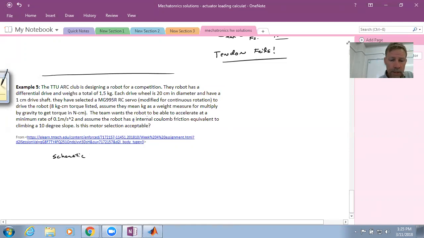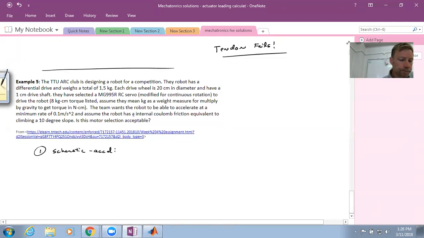It looks like I have two cases. I've got this friction and acceleration. So let's look at our schematic first for acceleration. Start there. So here's our little robot. Maybe it has a little caster here. Cute little thing they're making. Some center of mass. And it looks like they want the thing to accelerate, I'll call it x double dot, at a rate of 0.1 meters per second squared.